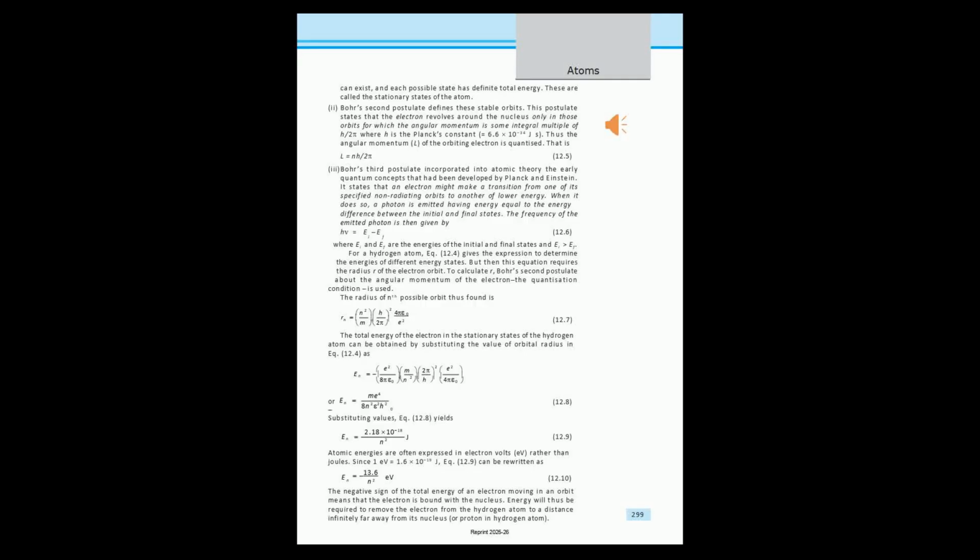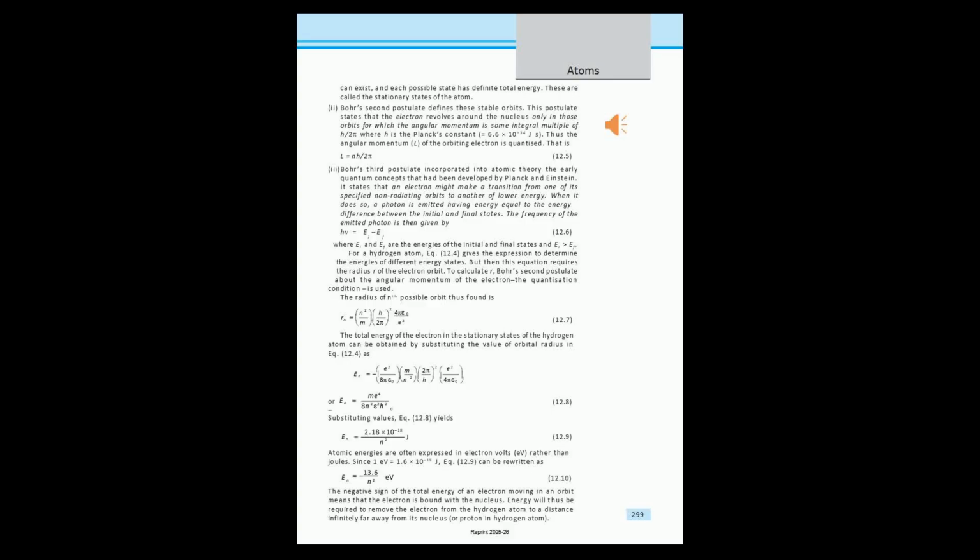For a hydrogen atom, equation 12.4 gives the expression to determine the energies of different energy states. But this equation requires the radius r of the electron orbit. To calculate r, Bohr's second postulate about the angular momentum of the electron, the quantization condition, is used. The radius of the nth possible orbit thus found is rn = n² (h/2π)² × 4πε₀ / (m e²).